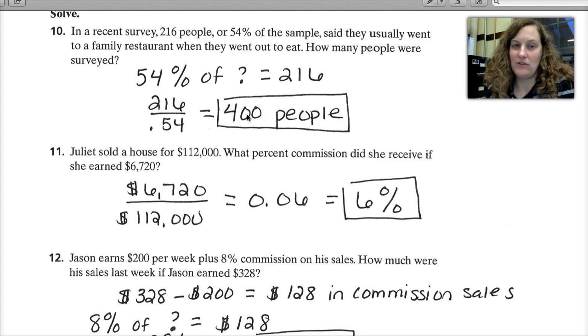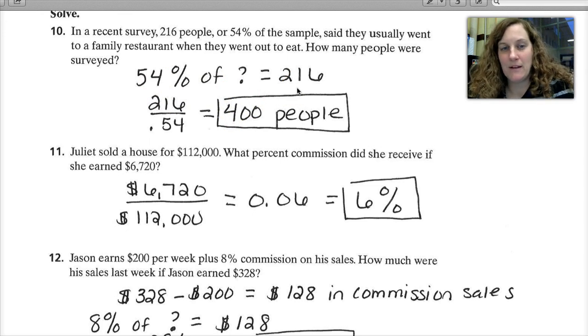Does that answer make sense? Sure, 50% of 400 would be about 200, so it's a little bit more. It's at 216, so that makes sense.